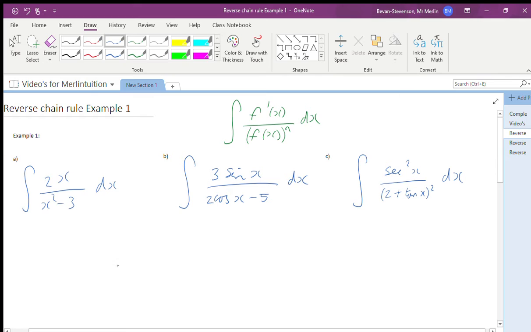Okay, I have got 3 examples on the screen right now. If you'd like to pause this video and have a go at those examples, you can. I'll give you a moment and then we'll move on.